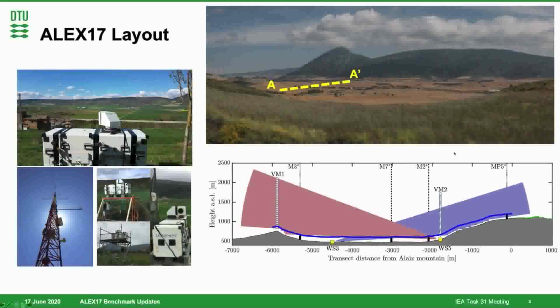And the topography of the experiment basically consists of a mountain, a valley, and a ridge configuration. What we see here in the bottom right corner is one of the scanning patterns of available lidar measurements that we have for this experiment. The transect AA is shown on the bottom right, where we have WindScanner measurements that can be compared to the models.